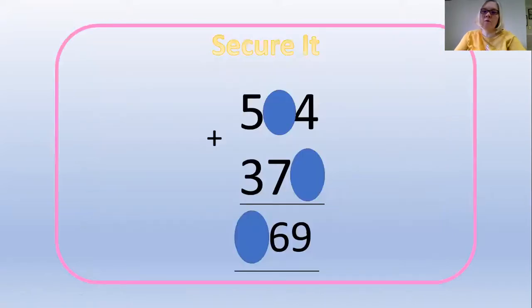You've also got a secure it to have a look at today, and we've got some missing numbers. So we need you to try and work out what is the missing number in the ones column, what is the missing number in the tens column, thinking about what we're doing today and exchanging, and what is the missing number here. Now don't get caught out, really think about what that number could be.